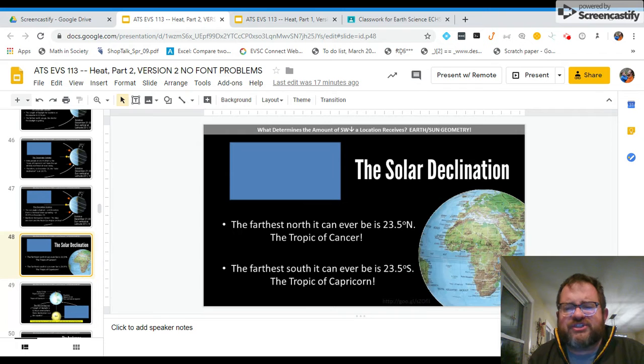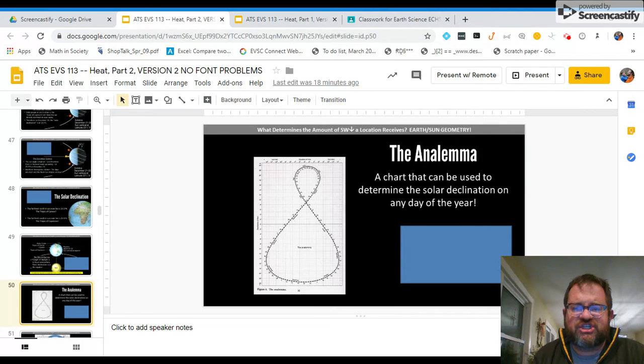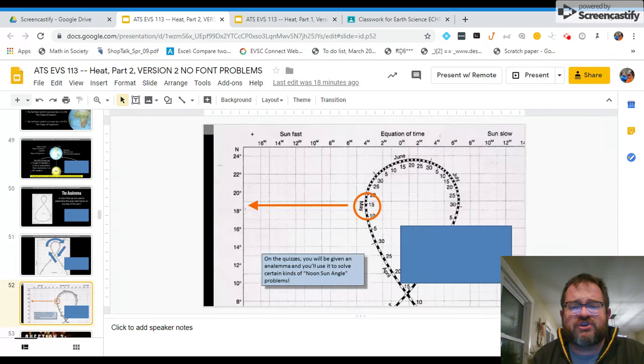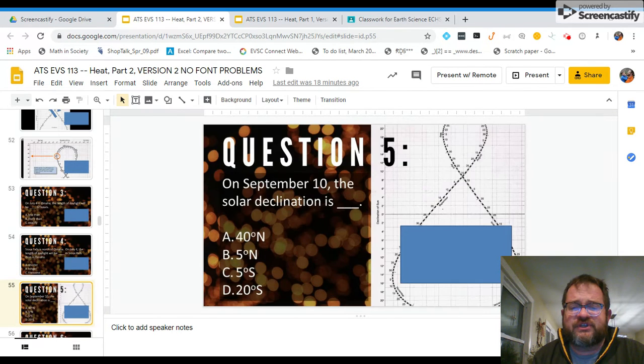As much as I like this stuff about solar declination, again, that is the latitude on the Earth where the sun is directly overhead on a given day. Again, the test was already pretty big, so I went ahead and said solar declination is not on the test, which means you don't need to know how to use an analemma. You don't need to be able to compute the solar declination in any of those kind of problems.